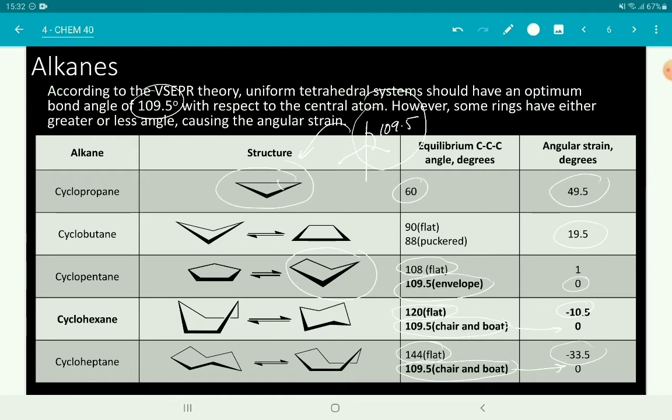Okay? So, ngayon, dalawa na yung natutunan natin. Angular strain tsaka ring strain. Ring strain is the strain caused by the formation of the ring from the chain component. Tapos, yung angular strain is the strain caused by the deviation of the internal angles of your ring from the 109.5 degrees equilibrium angle. Okay?